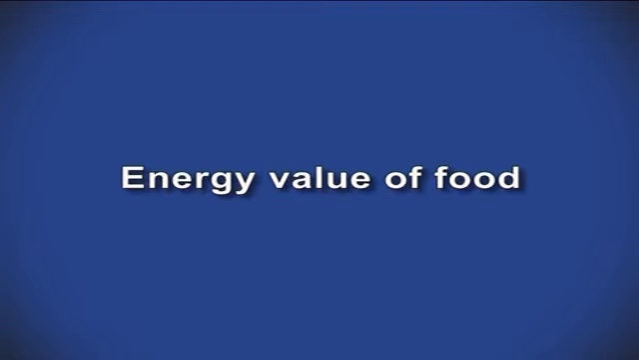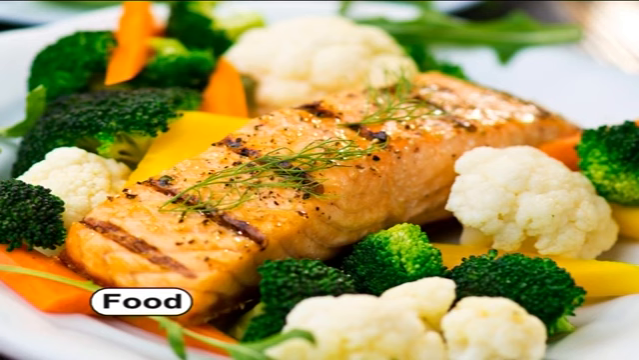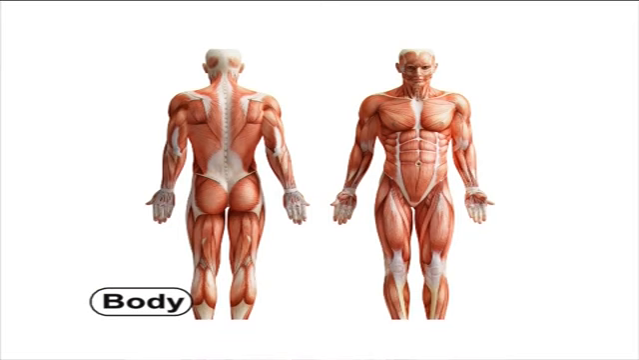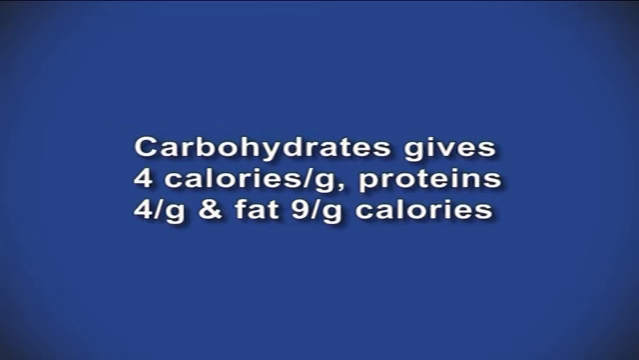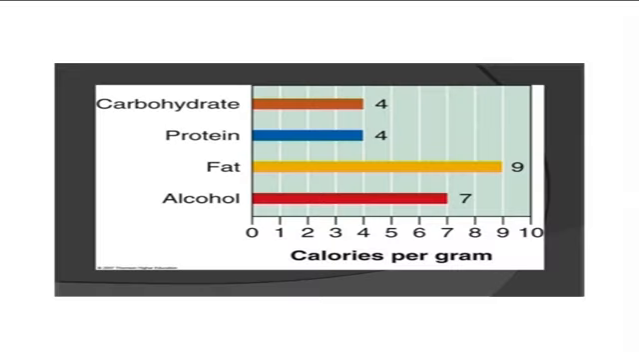Next is energy value of food. The energy value of a food indicates its value to the body as a fuel. After a food is ingested, some of its energy may be lost during digestion and metabolism. Only 3 food classes release energy, and they are carbohydrates, proteins and lipids. Carbohydrates give 4 calories per gram, proteins 4 calories per gram and fat 9 calories per gram, as shown on the screen.